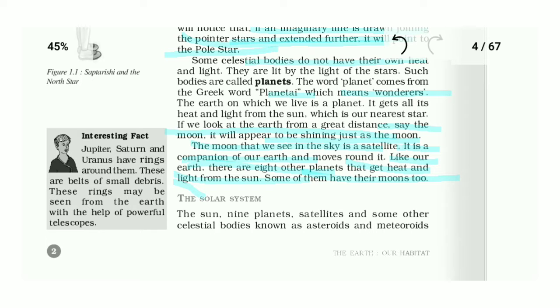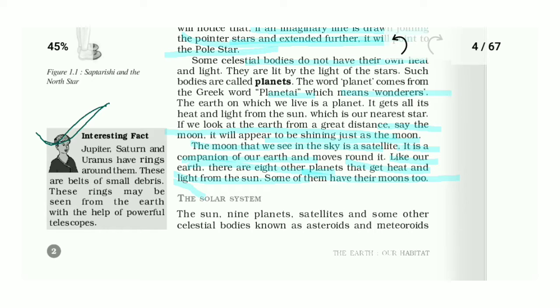Now here is an interesting fact: Jupiter, Saturn and Uranus have rings around them. We have to remember this. This is an important thing. It can be asked in MCQs, where we will be given another example and asked which among the following have no rings. So the answer will be that one, because Jupiter, Saturn and Uranus, which are the gas giants, have rings.